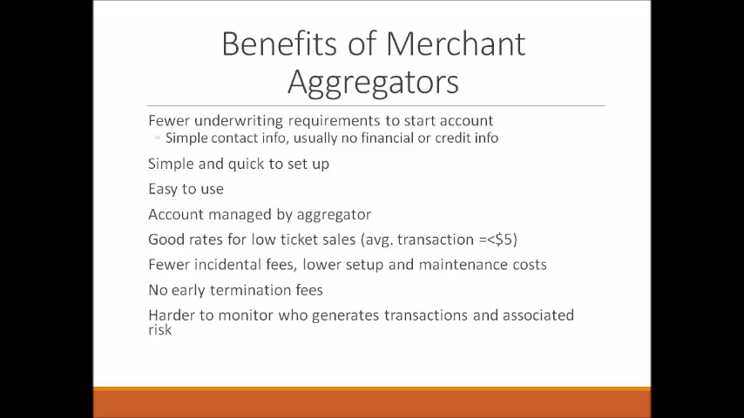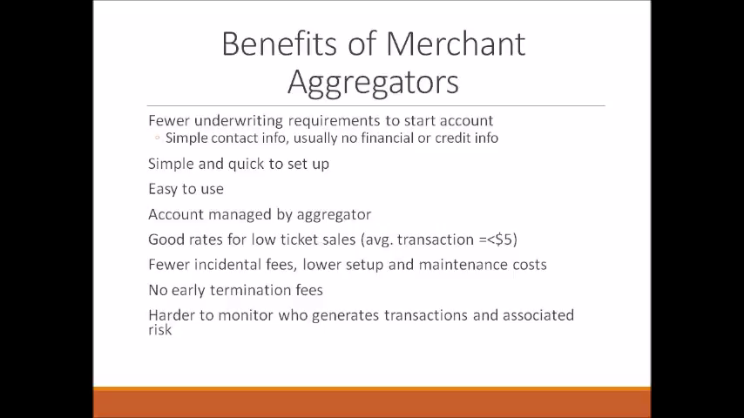Let's talk about some of the benefits of merchant aggregators. First, they have fewer underwriting requirements to start an account. They generally take your contact info and don't usually require financial or credit info. This can be quite good for a new business with little processing history, in that they're able to accept credit card payments. Generally, other merchant service providers will ask for a lot of detailed financial history. So if you're a new business, Square, PayPal, or Stripe may be a good way for you to get a start. They are simple and quick to set up, generally easy to use.